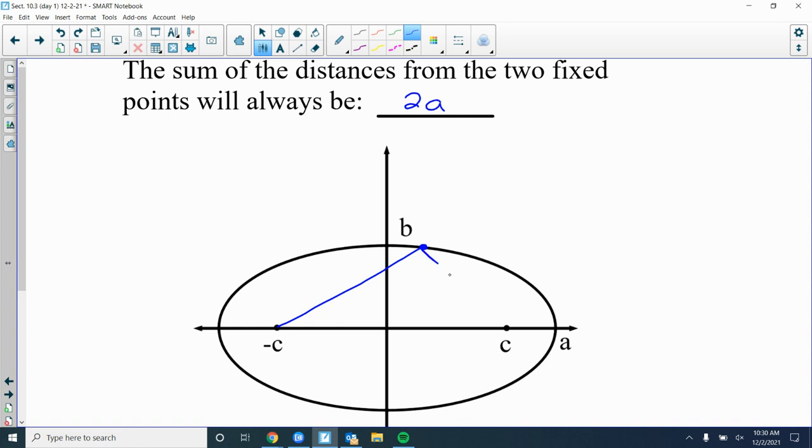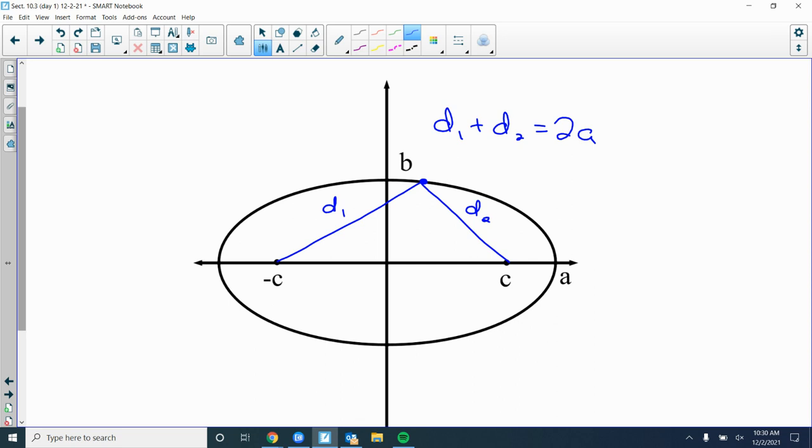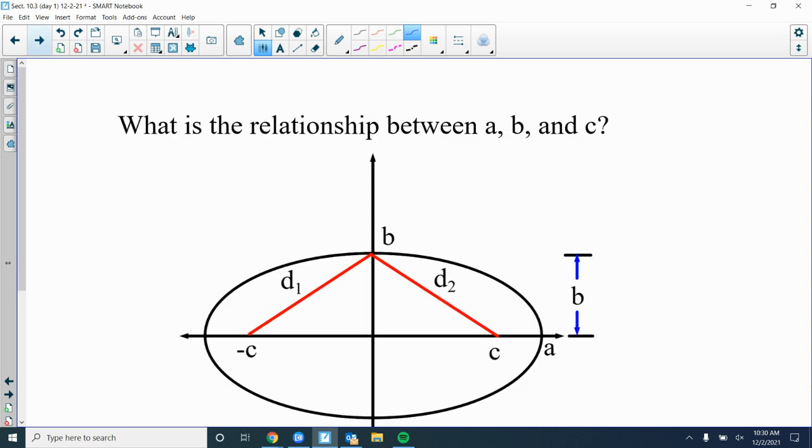That point to here, d1 plus d2. d sub 1 plus d sub 2 has to equal 2a. Okay. Now, there is a relationship between a, b, and c. You already have it on your paper. What's it say? The relationship is for a, b, and c. Does it say c squared equals a squared minus b squared?